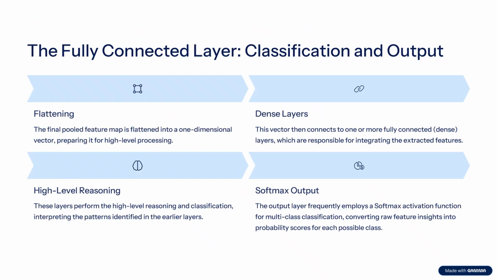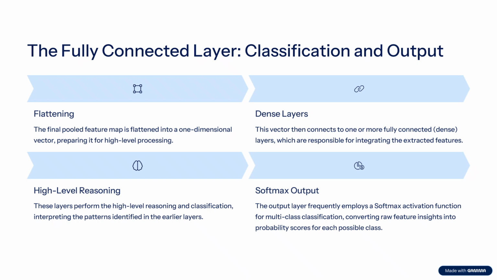The fully connected layer: classification and output. Flattening, dense layers, high-level reasoning, softmax output. Let's look into this. Flattening. The final pooled feature map is flattened into a one-dimensional vector, preparing it for high-level processing.